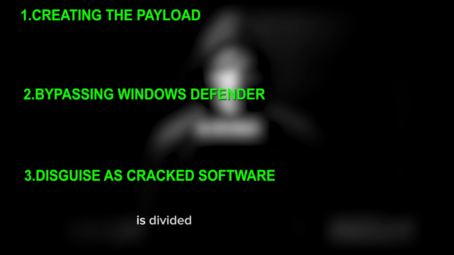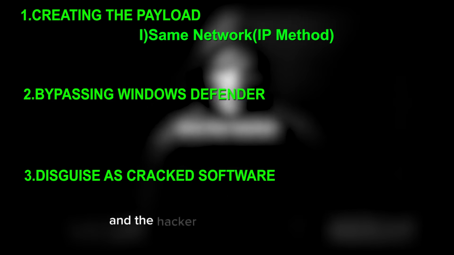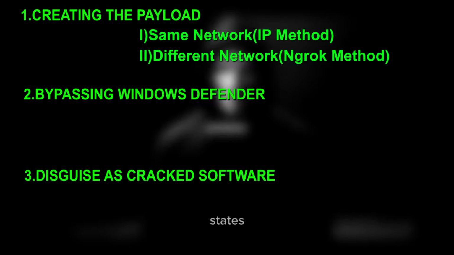Setting up the payload is divided into two subcategories. First one, setting the payload if both the victim and the hacker are on the same network. Second one, the way you should set it up if the attacker and the victim are in two different states.